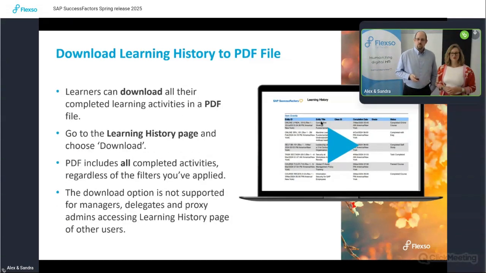Something that is also coming in now is a download of the learning history to a PDF file. That's an option for the employee, so not for managers or delegates or proxy admins. If you go to the learning history page, then you have a button that says download. If you click on that, then a PDF is created, including all completed activities, regardless of the filters you have applied.